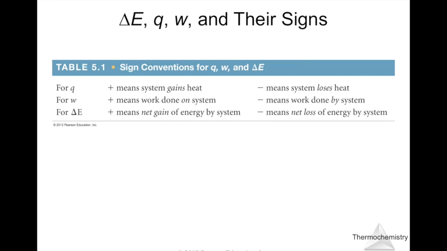So whenever we talk about a change in Q or a change in W or a change in E, we say if it becomes positive, it means the system is gaining heat. If it's negative, it means the system is losing heat. So we're always looking at it from the system's point of view because that makes the most sense. The system is the chemical reaction that we're trying to talk about.